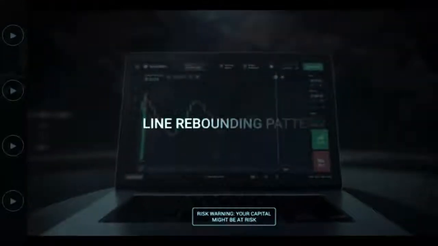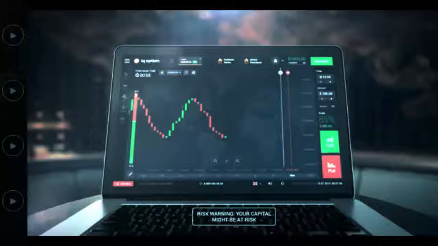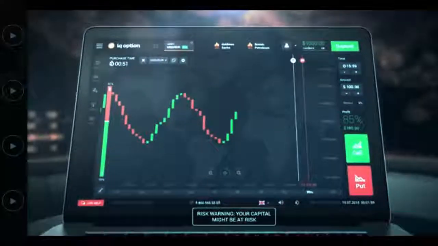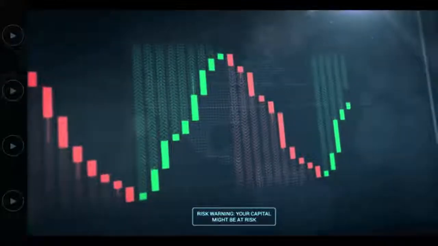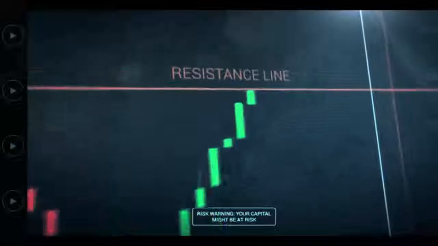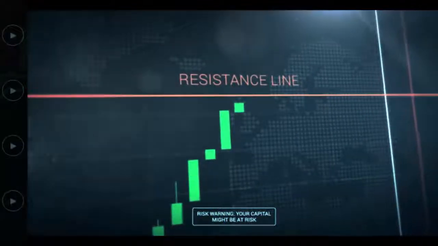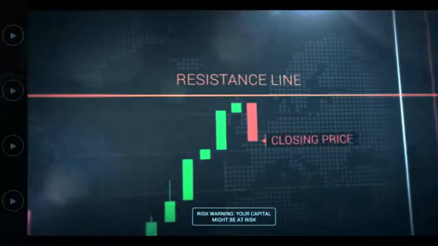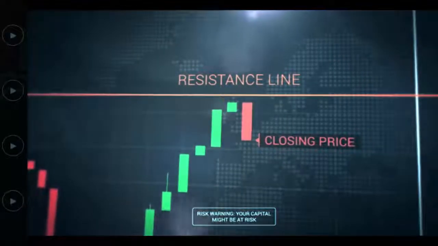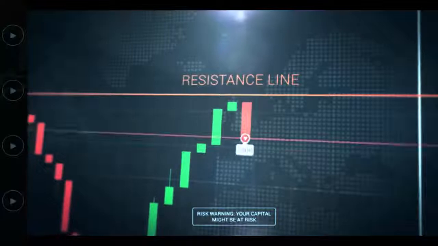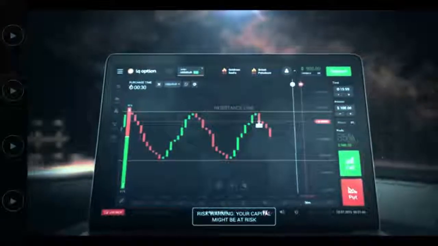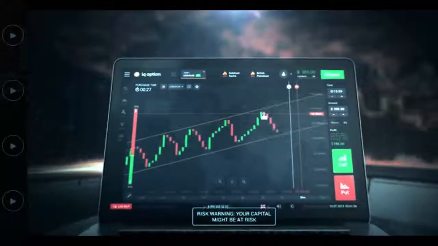Line rebounding pattern. Line rebounding is a graphical pattern which seeks to catch a moment when the price cannot break support or resistance levels. When the price reaches the level of resistance and the first candlestick closes below this level, many traders believe that the price upward dynamic has stopped and trade for a fall. The rebound line strategy is relevant for a neutral trend, just as for the upward and the downward trend.